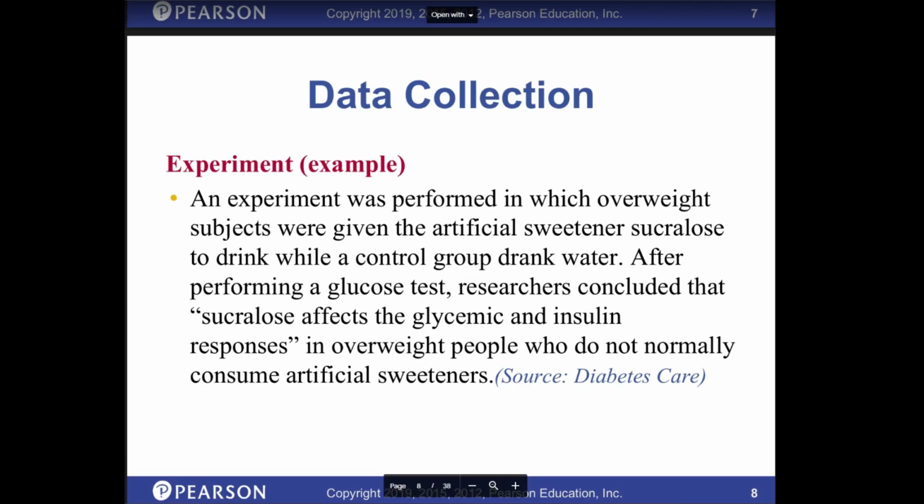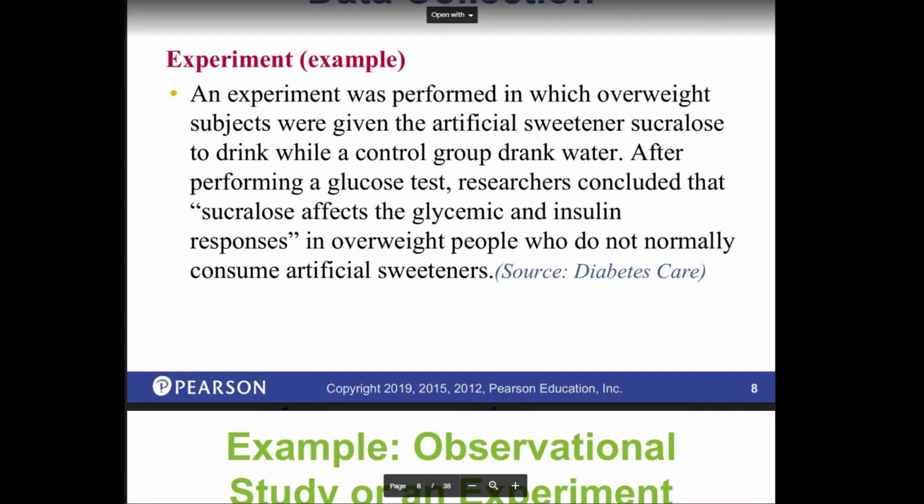An example of an experiment would be one in which overweight subjects were given the artificial sweetener sucralose to drink while a control group drank water. After performing a glucose test, researchers concluded that sucralose affects the glycemic and insulin responses in overweight people who do not normally consume artificial sweeteners.